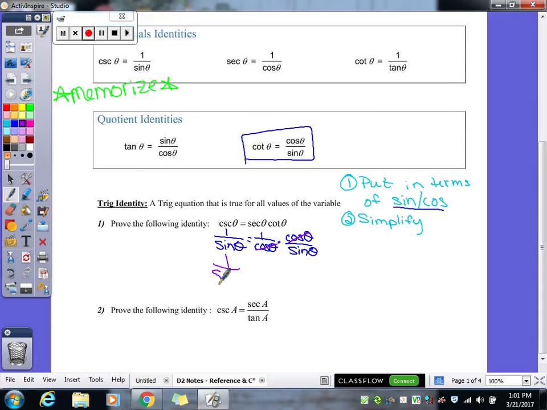So on my left side, I have 1 over sine theta. My right side, we also have 1 over sine theta. So it works. So that is a trig identity. That is a true statement.